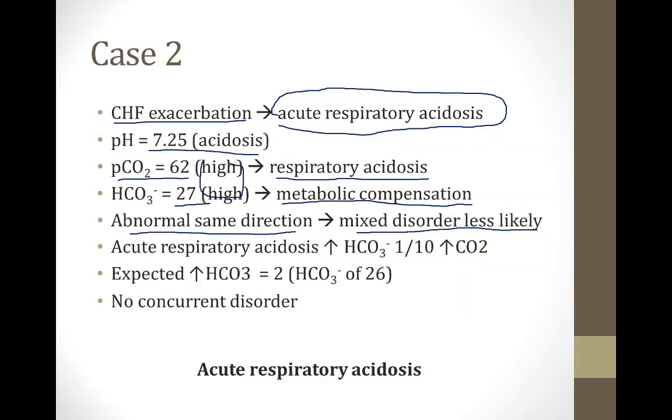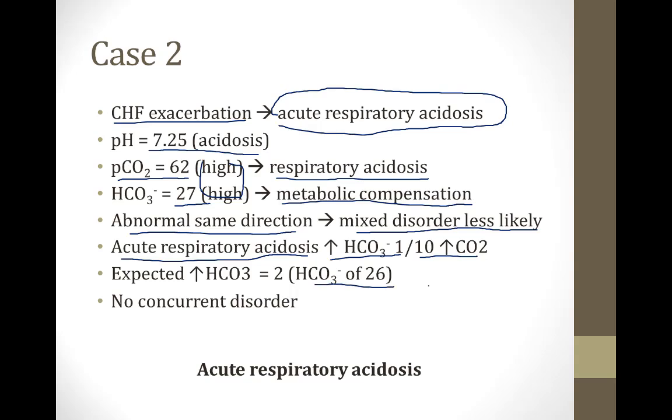Next, we check to see that the compensation is appropriate. Recall from the other acid-base module that I told you acute respiratory acidosis produces a compensation in bicarb of an increase of 1 for every 10-point increase in CO2. So we would expect the bicarb to be about 2 points higher, a bicarb of 26.